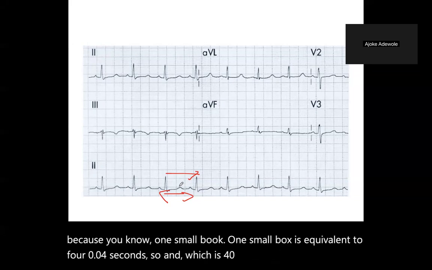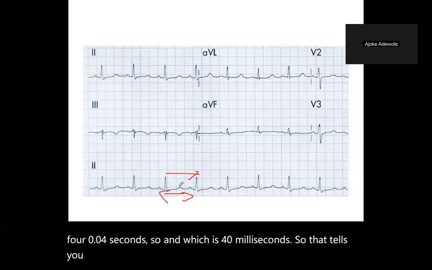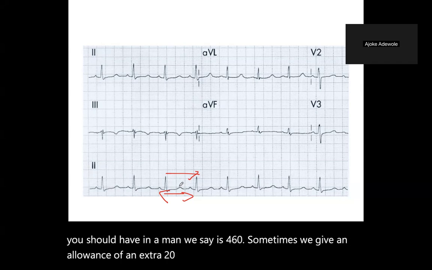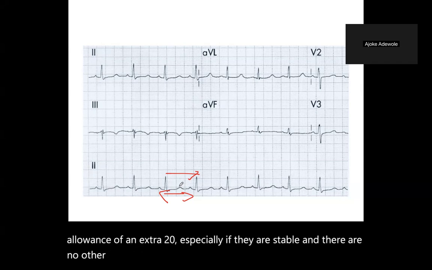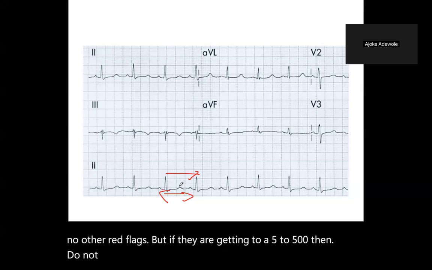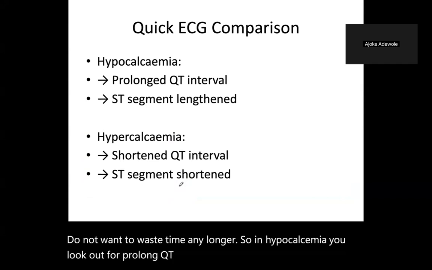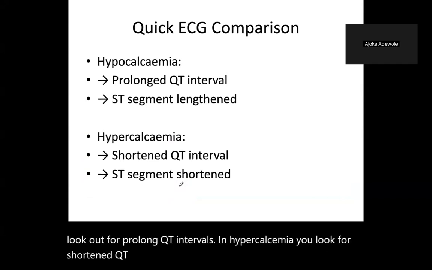So that tells you definitely that this is a prolonged QT, because the max you should have in a man, we say, is 460. Sometimes we give an allowance of an extra 20, especially if they are stable and there are no other red flags. But if they are getting to 500, then you really do not want to waste time any longer. So in hypocalcemia, you look out for prolonged QT intervals. In hypercalcemia, you look for shortened QT intervals.